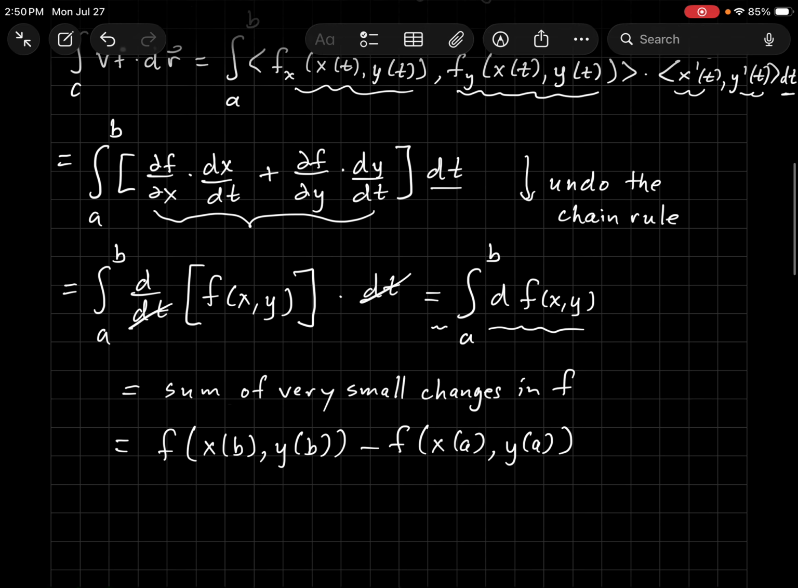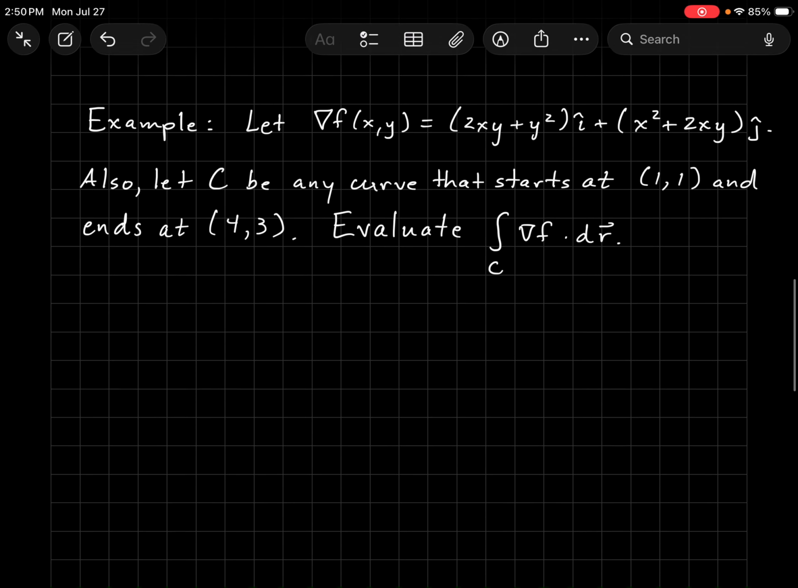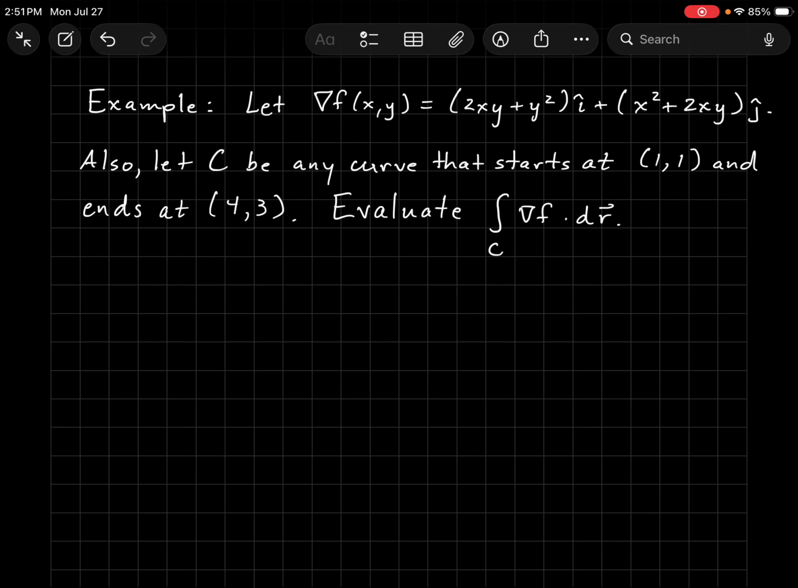Let's do a couple examples. I'm going to do the more complicated one first and add some extra information. We've done a problem in an earlier video, but not a lot of these. So consider the gradient vector f to equal (2xy + y²)i + (x² + 2xy)j. Also, let C be any curve that starts at (1, 1) and ends at (4, 3). And we want to evaluate the integral of the gradient of f dot dr.